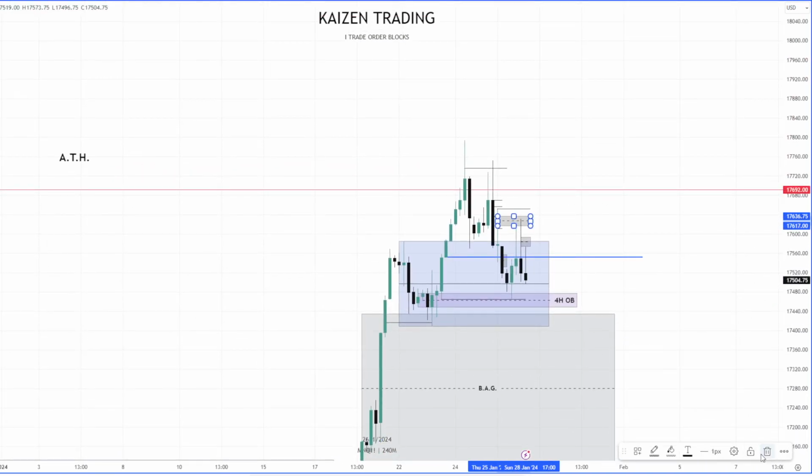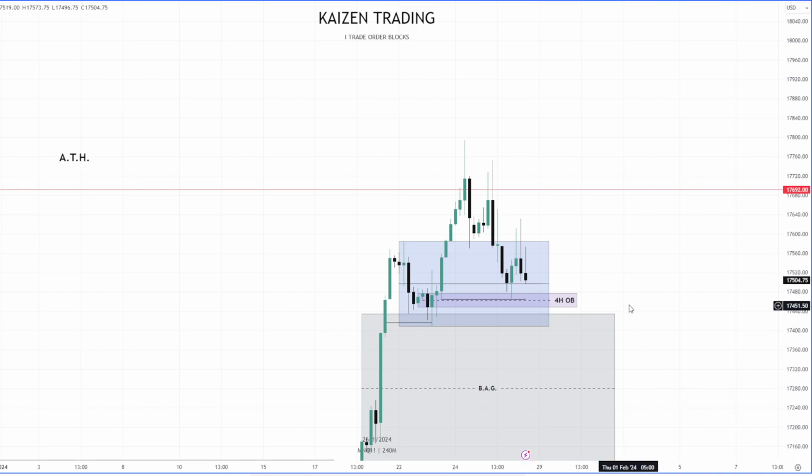The 4 hour chart's very interesting to me right now because it's so wicky. And I like to refer back to the 4 hour chart because sometimes it shows things a little bit cleaner than the 1 hour.